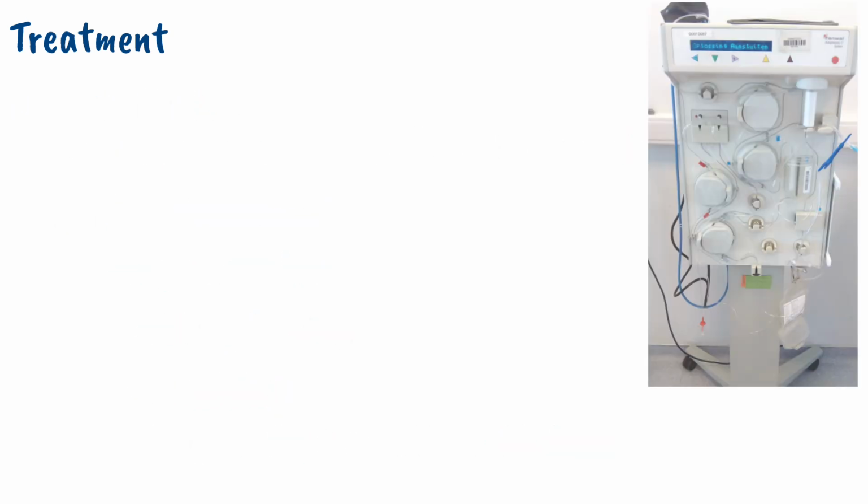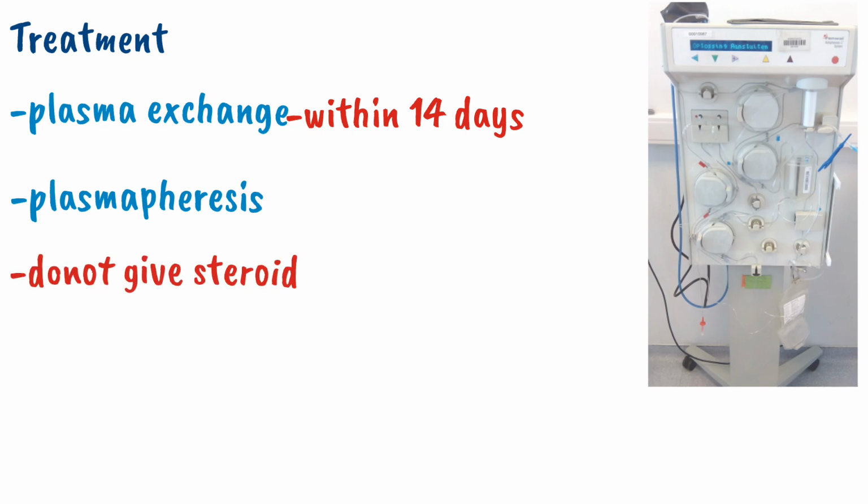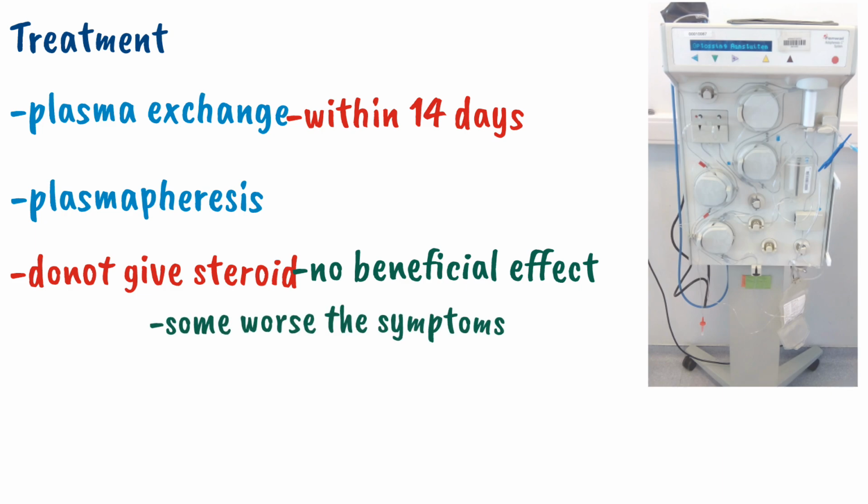Other than this, we can also perform plasma exchange. The plasma exchange should ideally be performed within 14 days, and it is equally effective as high dose IVIG. Apart from this, we can also consider plasmapheresis. All of these three are treatments of GBS. Remember, never give a steroid in a patient with GBS, because steroids have not shown any beneficial value, but sometimes can cause a worsening of GBS symptoms. So avoid steroids in GBS and consider the rest of the three options.